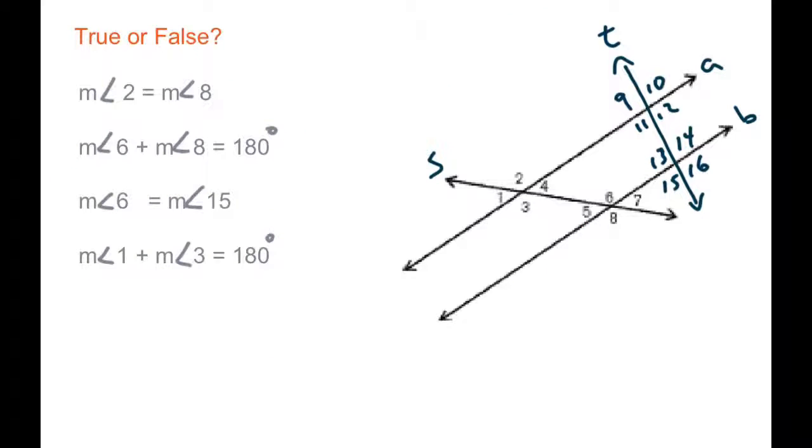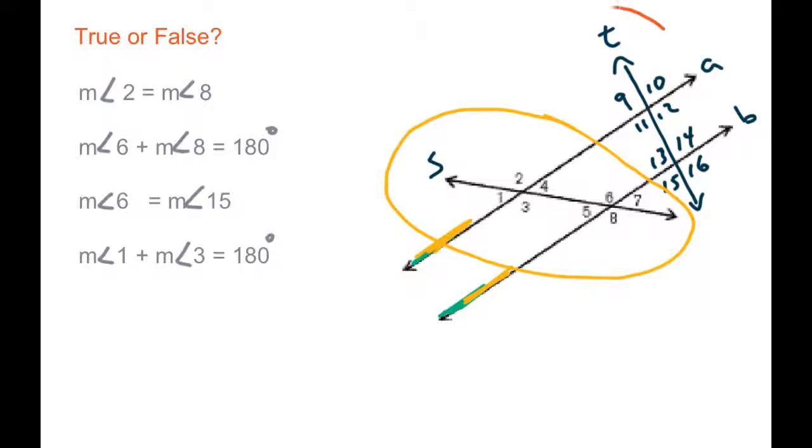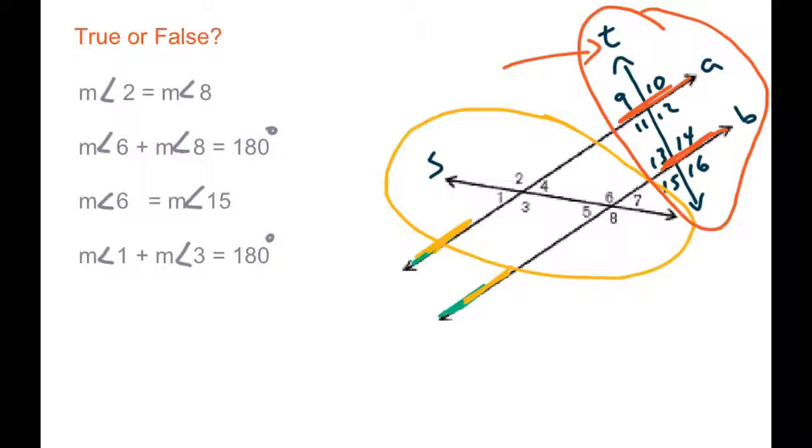Now some true or false. All right, so we have some lines here. We're going to once again assume that lines A and B are parallel, but obviously S and T are not. So basically, you look at this almost as two separate problems. Here is a transversal, line S, and here are the two lines that it's intersecting. And here's another transversal, T, and here are the two lines that it's intersecting. The angles over here don't have anything to do with the angles over here. So you've got to be careful.